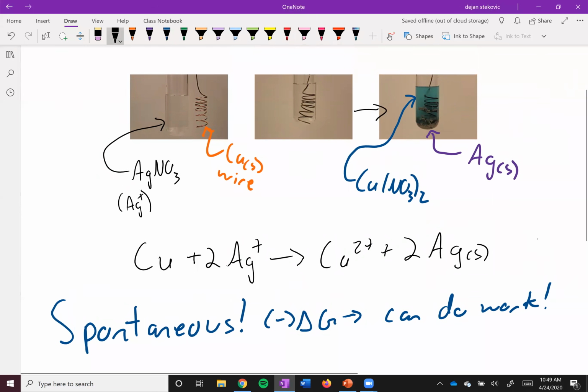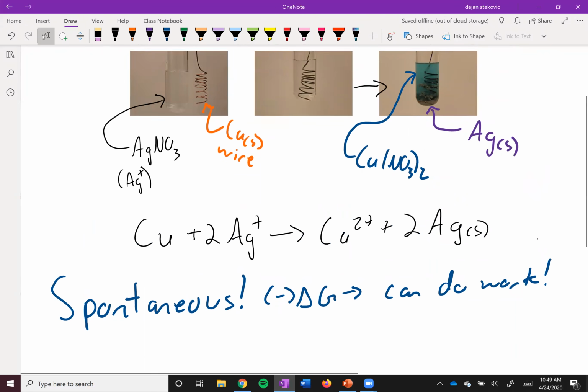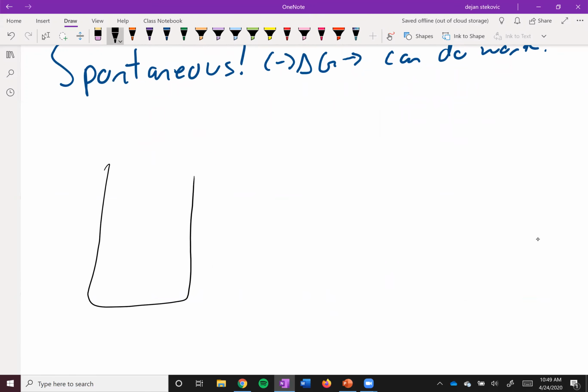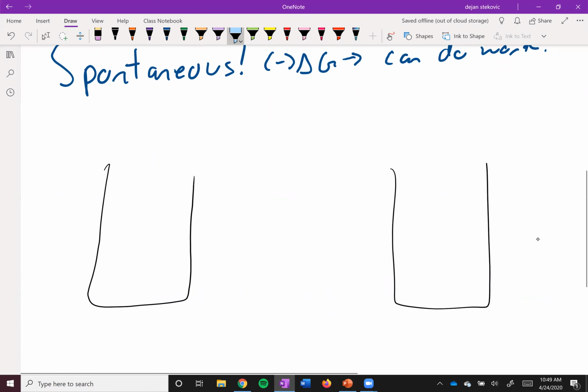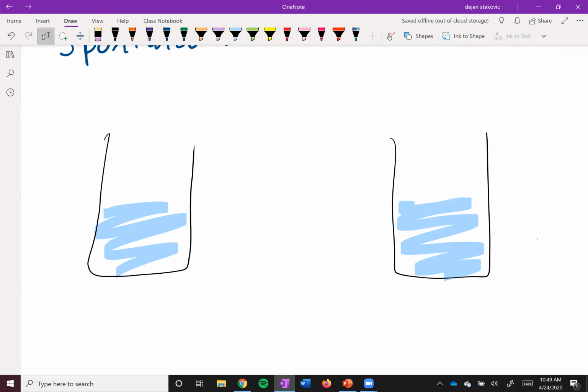Now, if we just put the solutions right next to each other, it's going to be hard to extract work from this reaction. So let's take a look at how we're going to extract the work out of this reaction. The first thing we're going to do is put them in 2 separate solutions, a solution on the left and a solution on the right. The solution on the left is going to be made out of 1 molar copper nitrate, and the solution on the right is going to be made out of 1 molar silver nitrate.